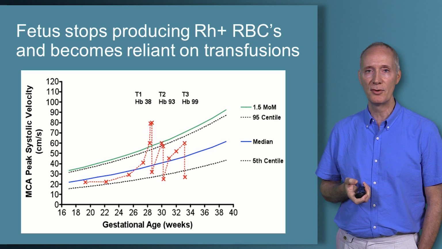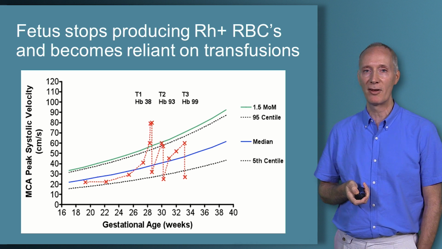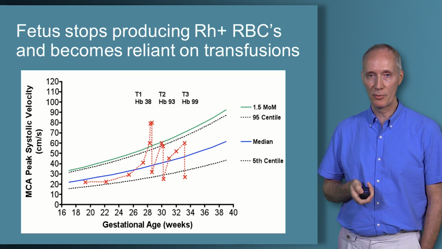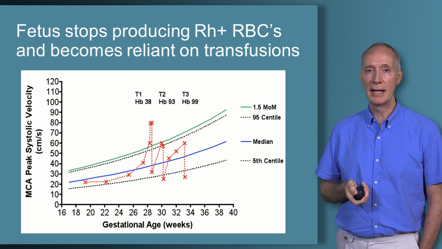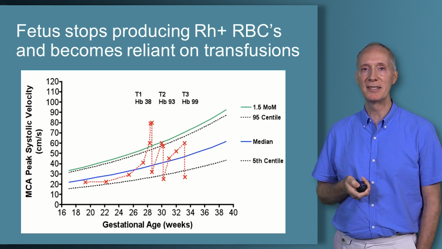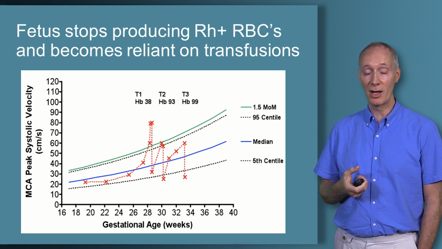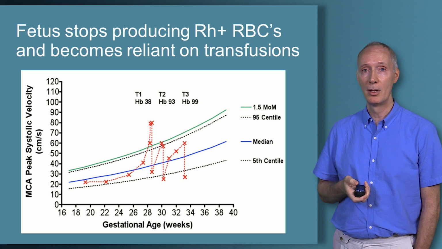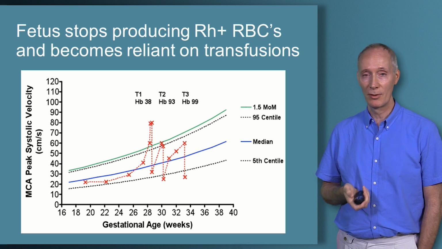reliant on these transfusions. And here you see a graph of the mid-cerebral peak systolic velocity of a patient throughout pregnancy that required 3 transfusions. At 20 weeks, everything was fine, and it remained so up until 28, 29 weeks, as you see an increase in the peak systolic velocity, prompting us to do a fetal blood sample. And lo and behold, the hemoglobin was 38 grams per liter. Anemia.